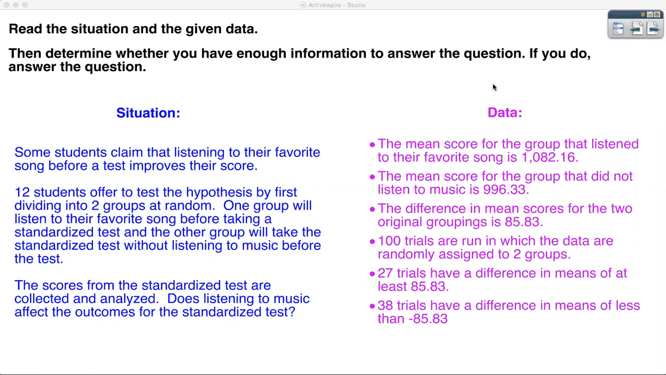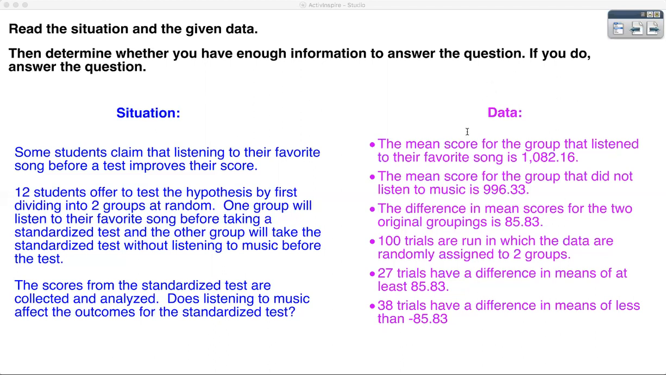Now in terms of this situation, does listening to music affect the outcomes for the standardized test? Given all this data, there's still actually not enough evidence. There is not enough evidence to say that the difference in means is due to anything other than the way the students were grouped. So we don't have enough information to actually answer this question. There's not enough evidence.